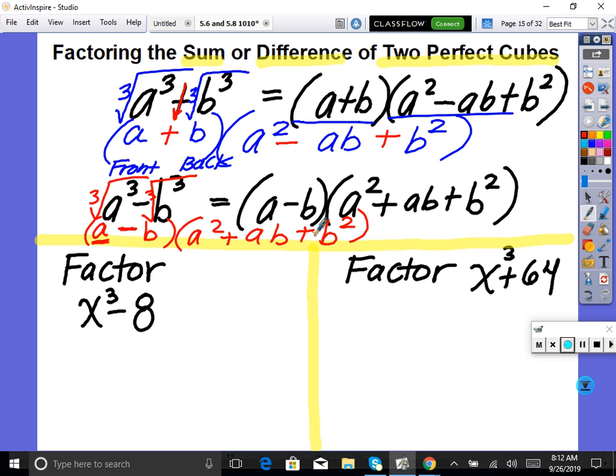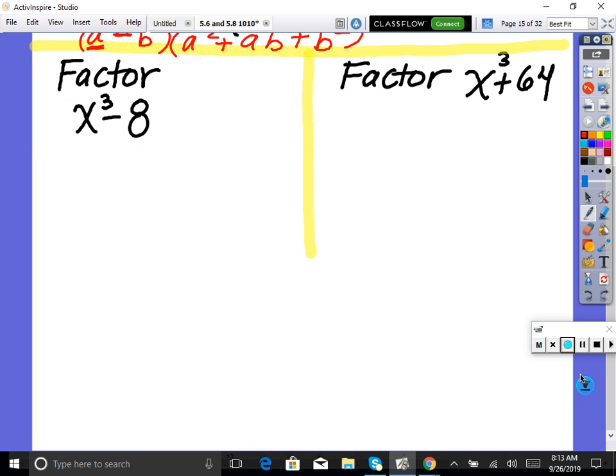So let's actually put that into motion here. Here we go. Factor x cubed minus 8. You say that is 2 perfect cubes. It's not 2 perfect squares. If I tried to square root it, it wouldn't work. Cube root the front thing, we get x, right? Cube root the back thing, never including the sign, we get 2.